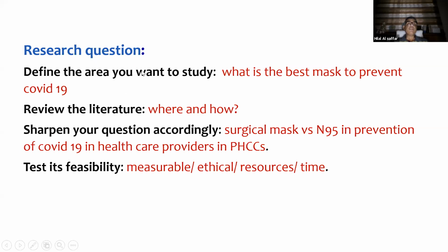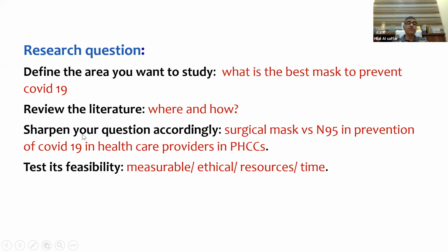The first step for the research question, as we saw previously, is to define the area that you want to study. So let us take an example: what is the best mask for prevention of COVID-19? We go and do a literature review, and this also leads us to the topic of where to search and how to search. Probably we have a plan with Professor Hilal to add another module to this project about how to do a literature review, because this is a very vital issue in research.